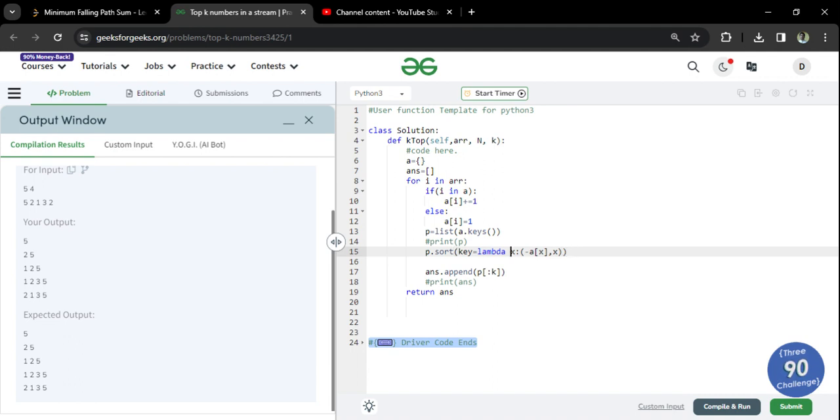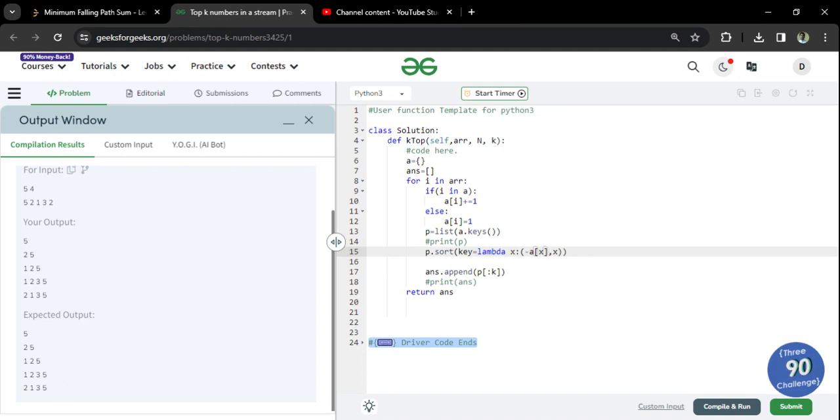See, x is the number, and it is printed based on its frequency. A of x is the frequency. Remember that A of x is the frequency. So, negative of frequency. Suppose one element has a frequency 1 and the second element has a frequency 2. If you print them based on the frequency, which will come first? The element which has frequency 1 will come first compared to the element which has frequency 2, because 2 is bigger than 1.